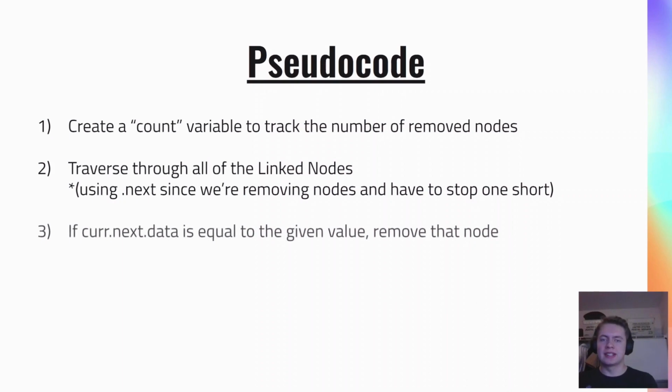Third, while we're traversing, if cur.next.data, so this next node, is equal to the given value, we have to remove it. And this is why checking next is so handy. It allows us to stop one early in order to easily remove the next node in the linked list, as opposed to cur, which would be impossible to manipulate, as the only 2 safe changes are front and changing .next. Finally, we return count. Let's code this up on Ed.